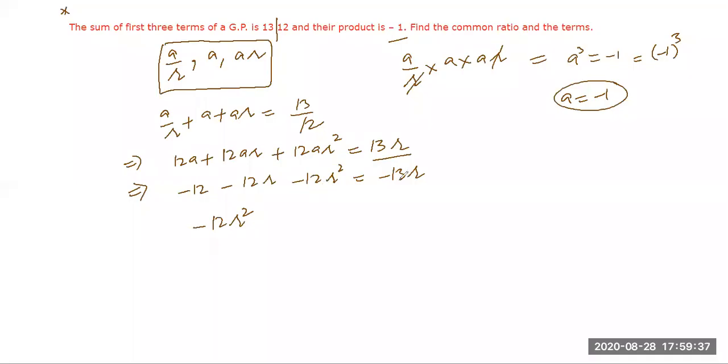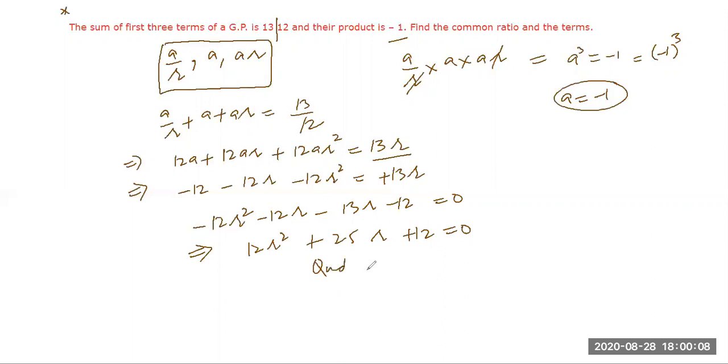See students, there's a small mistake we have done. There is no A here. So why have we done minus 13? No, it will be plus 13. So now you multiply everything by minus, or you just simply do it. Minus 12R square minus 12R, then minus 13R minus 12 is equal to 0. So now everything is minus, so it becomes plus 12R square plus 25R plus 12 is equal to 0.